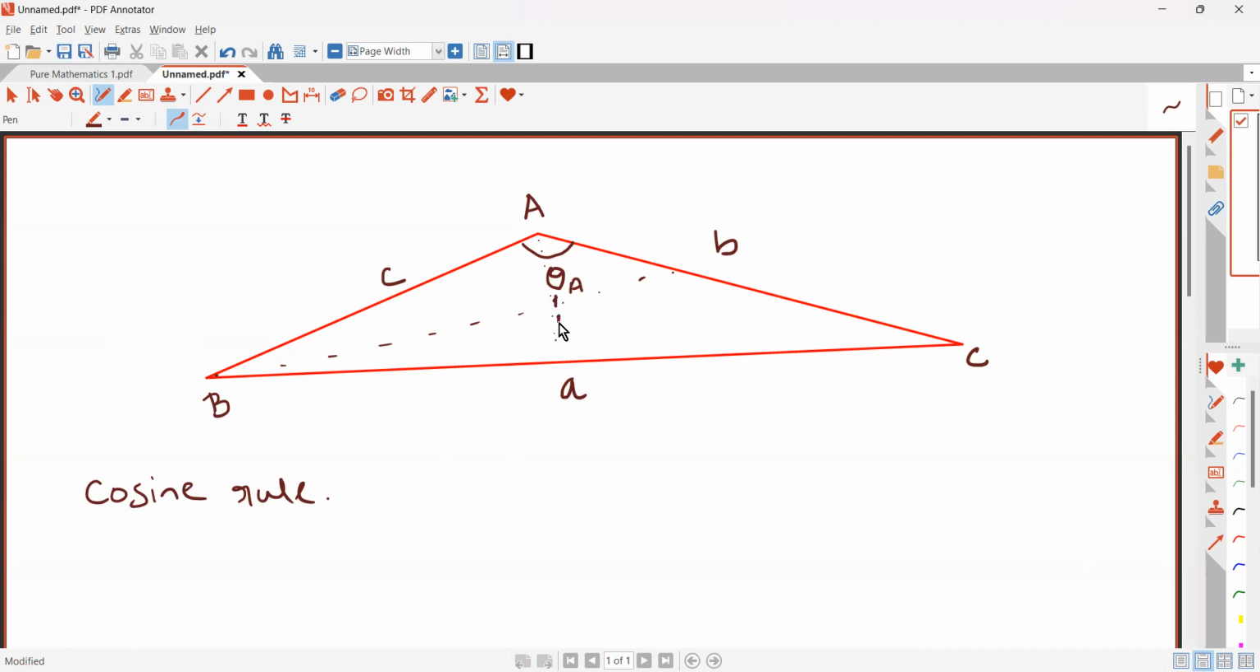Cosine rule says that this is how the formula is. Whichever side is opposite of the unknown angle, write that. What is the side opposite of this unknown angle? We are trying to find unknown angle theta A over here. What is it? Small a. So it's gonna be a square equals to the rest two. What is left? b and c. b square plus c square minus 2bc cos theta A. This is the formula that you need to remember. So that is the angle we are looking for.